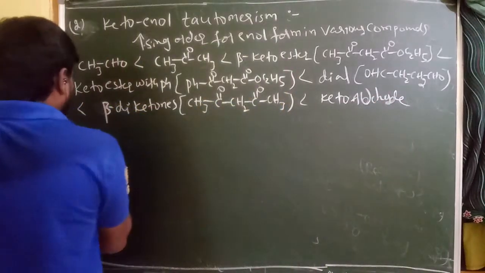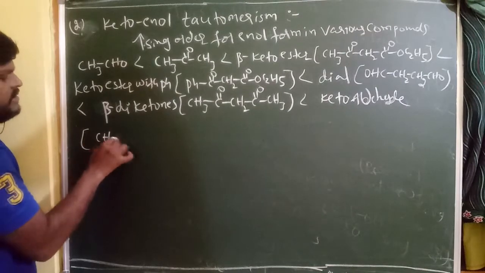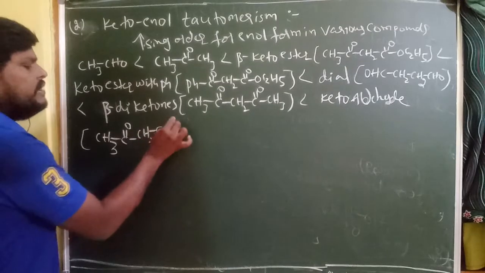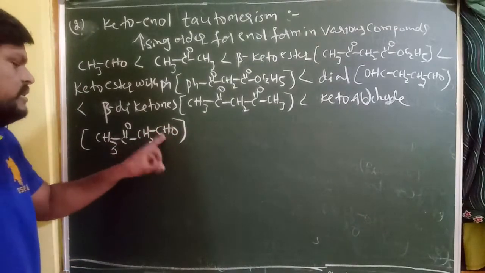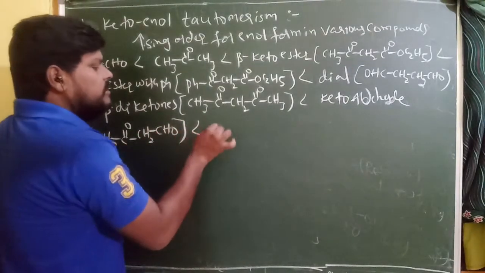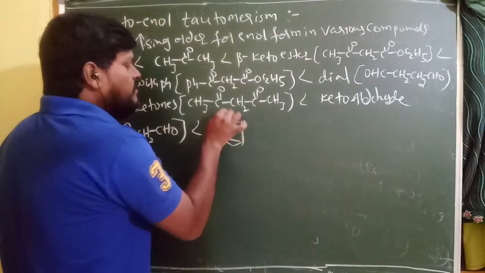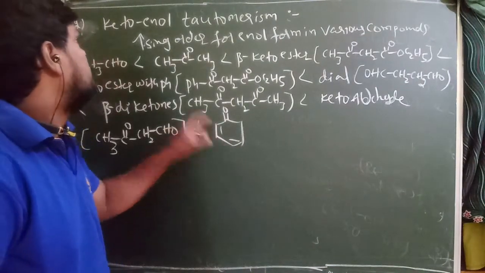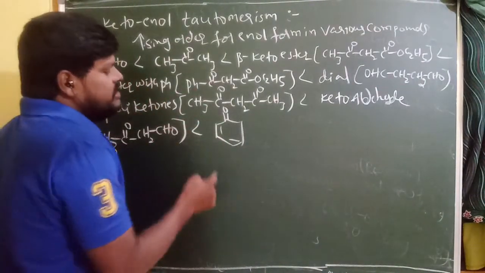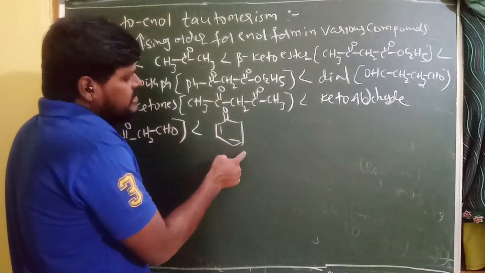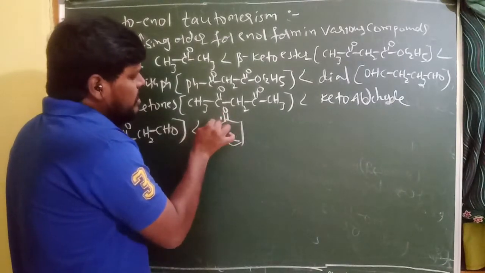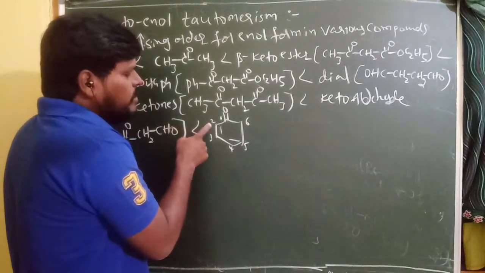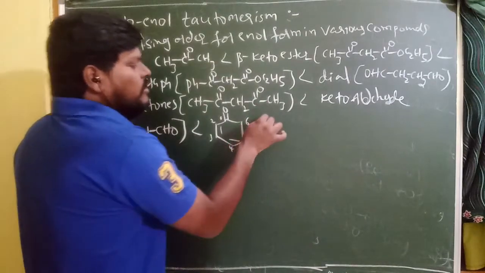Next, ketoaldehyde. What is the formula for ketoaldehyde? CH3 C double bond O CH2 and CHO. This is keto and this is aldehyde, that's why ketoaldehyde. Next, it is also a very well known formula because we are also using this compound for keto enol tautomerism. What is the name of this compound? Cyclohex-2,4-dien-1-ol.